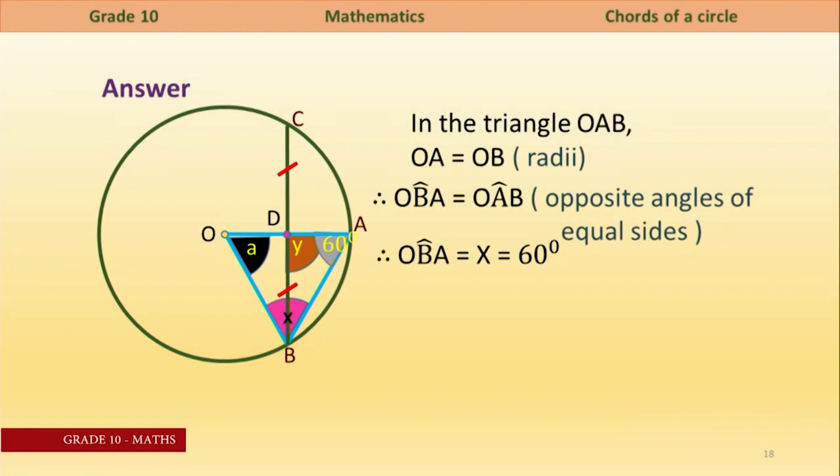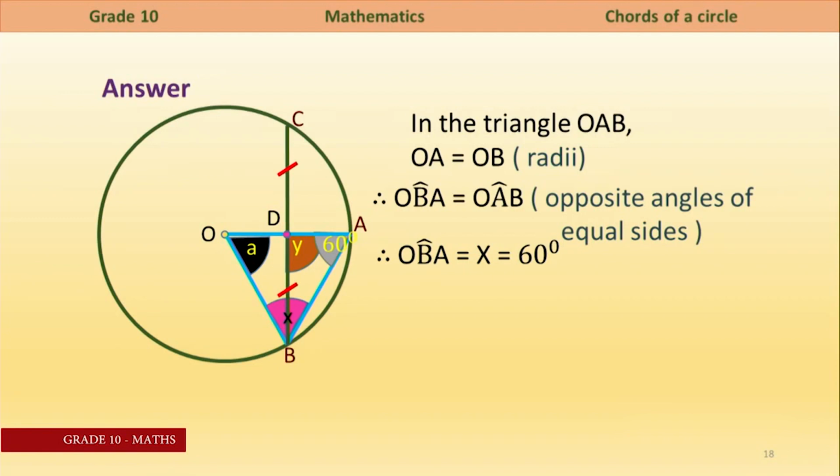Okay, let's do the next one. We have to find the value of the angle A. A represents the BOA angle. So we can take the same triangle that we took previously to find the magnitude of the angle x. What's the triangle we have taken? OAB. In that OAB triangle, we know two angles. What are they? X is 60, and another angle is also 60.